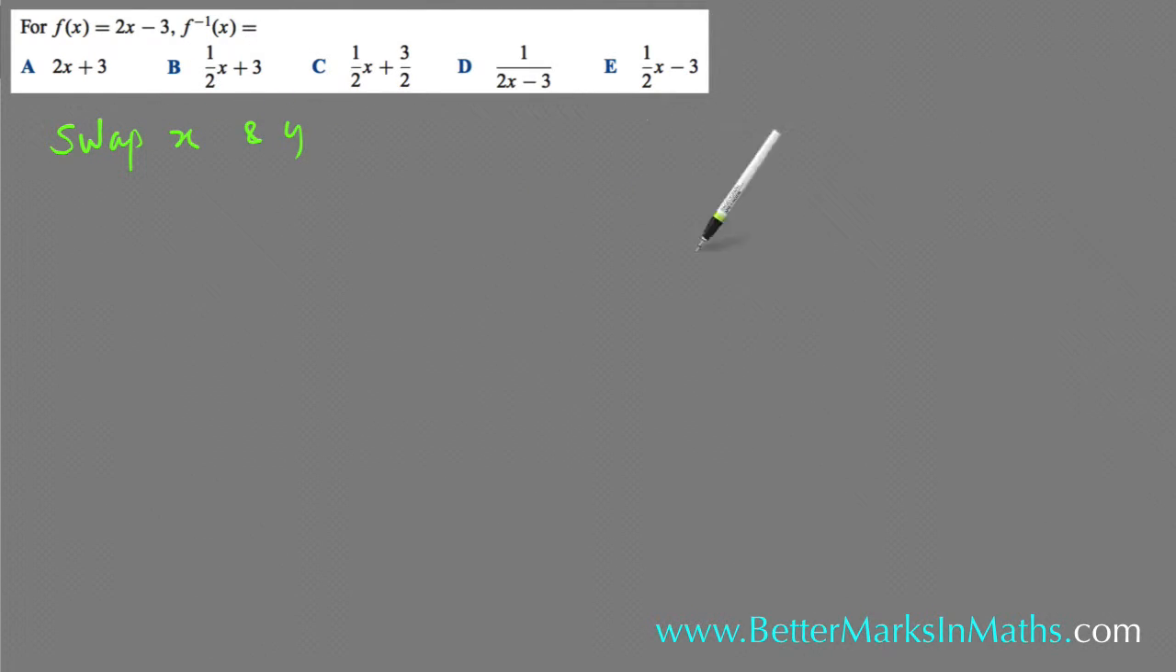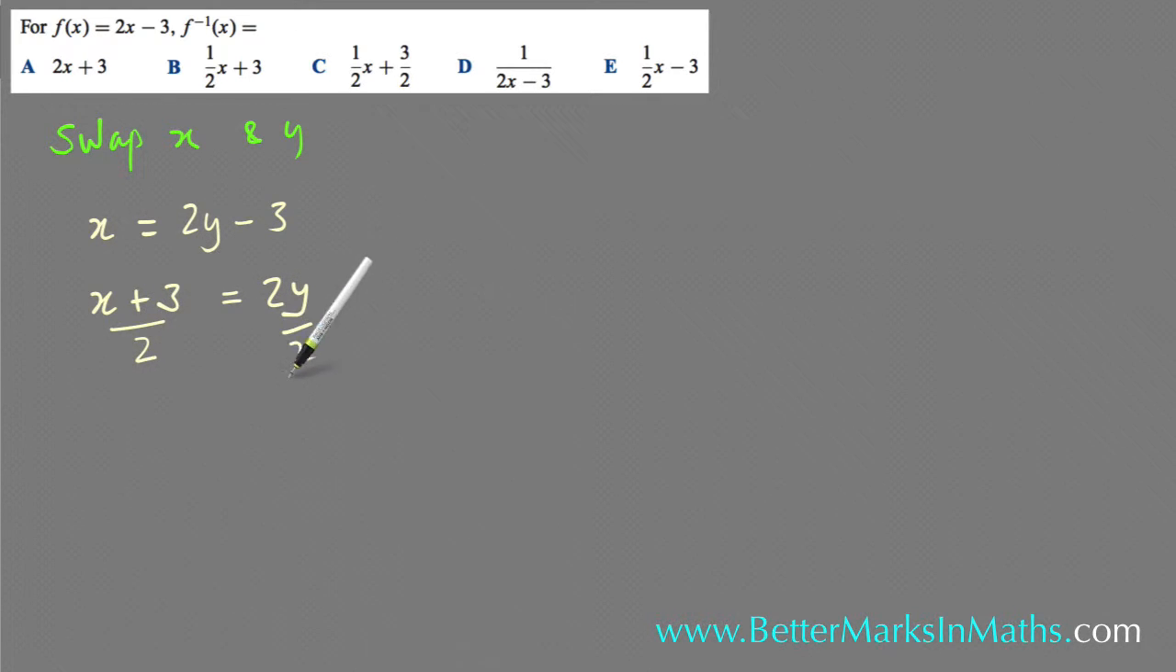So this is y equals 2x minus 3. Swapping them, you'd end up with x equals 2y minus 3. And then you have to rearrange this to make y the subject. So adding 3 to both sides, you'll get x plus 3 equals 2y. And then dividing everything by 2, you end up with y is equal to x plus 3 on 2.